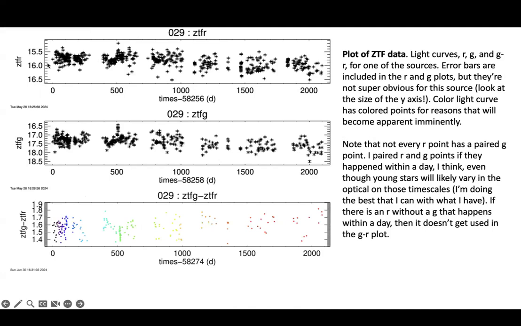Here's the plot of some ZTF data. So there's ZTF-R and ZTF-G. Those are error bars. So you can see the error bars in this case are smaller than the point, which it should be. Look at the range there. And then this is color for the matched points. Not every R point has a matched G point. I think in general, I match them if they happen within a day, but that's less than ideal for young stars, but it's all I've got.